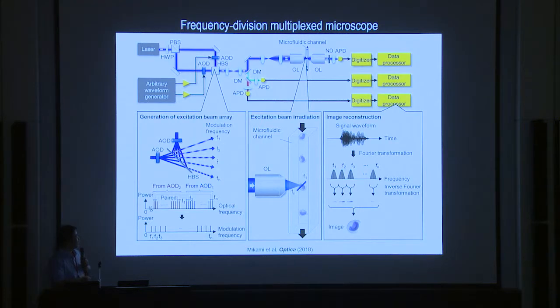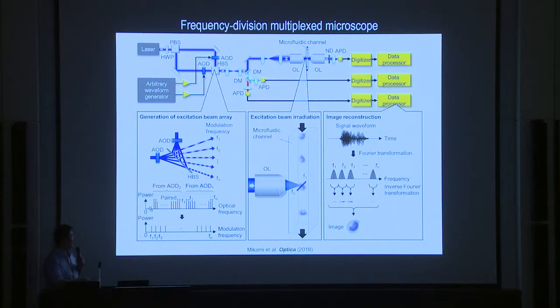The key is to generate this so-called frequency comb beam. The CW laser is split into 2 arms, and we combine via a pair of acoustic optic deflectors. Each acoustic optic deflector creates a divergent beam with frequency modulation. When these 2 beams are mixed, we have a frequency comb, spatially, but each frequency comb line is modulated at a different frequency.